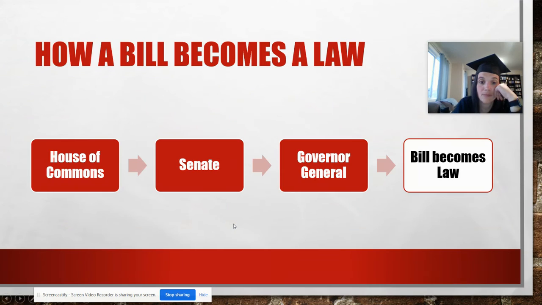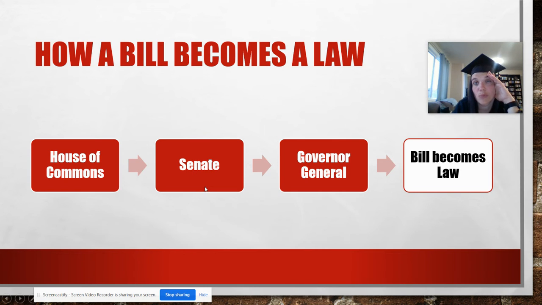Okay. So how does a bill become a law? Well, it gets presented in the House of Commons, which they can't do right now because Parliament's suspended because of COVID. And then it goes to the Senate. And then the Senate has to approve it as well. And then it goes to the Governor General, and the Governor General signs off on it. So it's not the Prime Minister who signs off on a bill. They vote on it in the House of Commons.